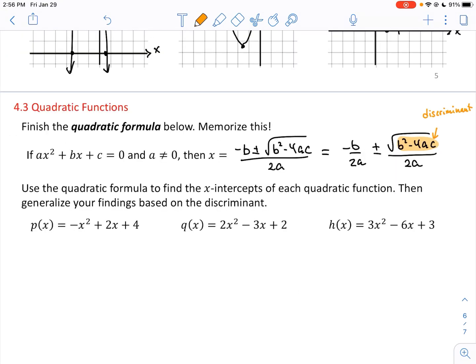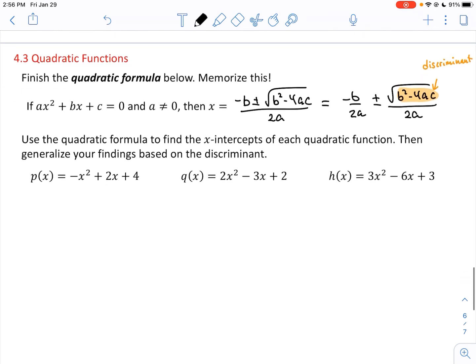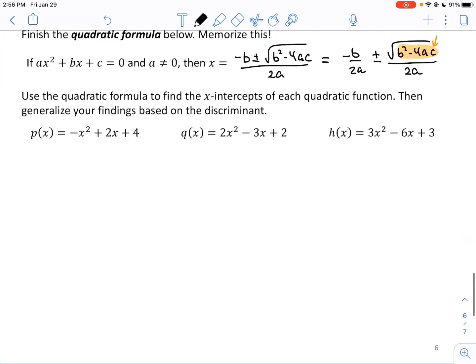If the discriminant is positive, then you're able to do these radicals. If the discriminant is 0, then this whole part just goes away, and you get one answer out of this. And if the discriminant is negative, then you have imaginary numbers involved, and we would say that there's no real solution. In other words, this would not have any x-intercepts. And the quadratic formula is very helpful when it's not obvious how to factor, or maybe you can't even factor the quadratic. So let's just use the quadratic formula to find the x-intercepts of each quadratic function, then generalize our findings based off the discriminant.